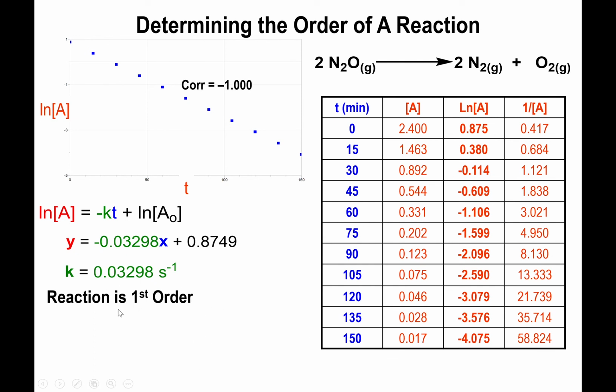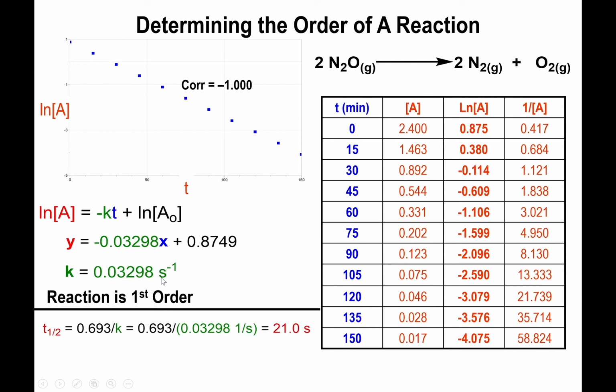So this is first order, so we can use that information to do a few things. First, the half-life for a first order reaction is given by 0.693 divided by K. So if we divide 0.693 by 0.03298, we're going to find out that the half-life is 21 minutes, technically, not seconds. So that's the half-life.